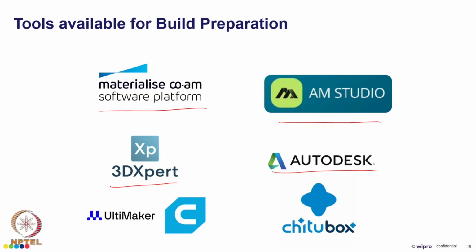But tools like Chitubox, which is mainly for DLP or SLA, and Ultimaker Cura, which is mainly for FFF technology, only work for that particular technology. But at the same time they work for any type of machine, and if they are open source, like if the machine manufacturer provides the capability, then software like Chitubox or Ultimaker Cura would be able to do the build preparation for any type of machine manufacturer as well.